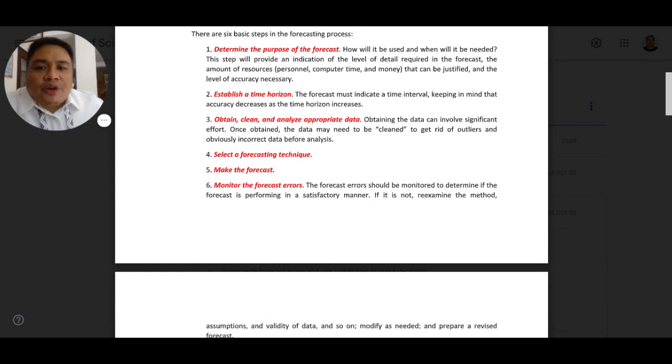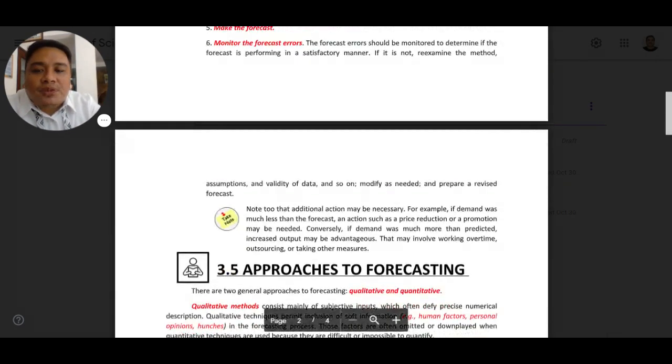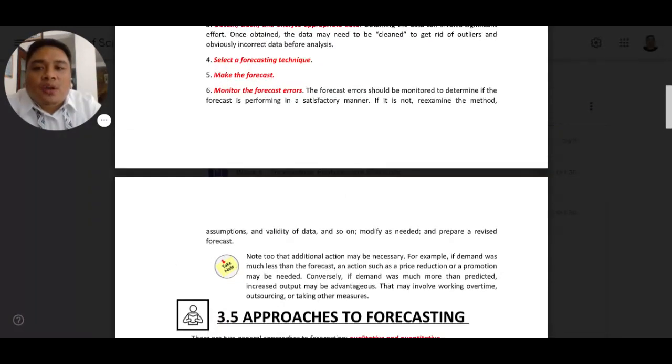Then, select a forecasting technique. Later on, we will be discussing what are those different forecasting techniques that we are going to use. Then you make the forecast, then monitor the forecast errors. The forecast errors should be monitored to determine if the forecast is performing in a satisfactory manner. If it is not, re-examine the method, assumptions, and validity of data, and so on. Modify as needed and prepare a revised forecast.